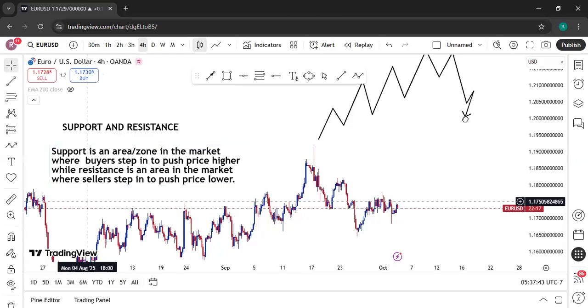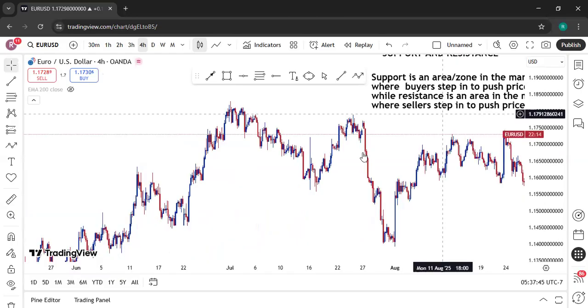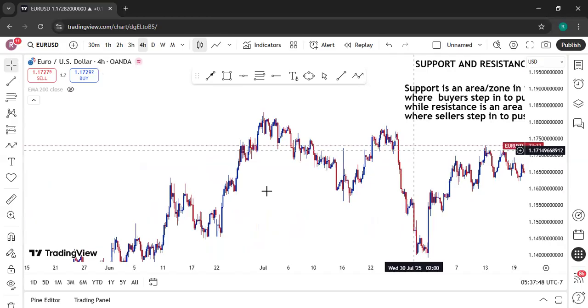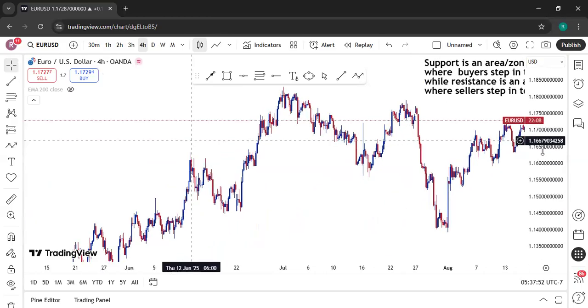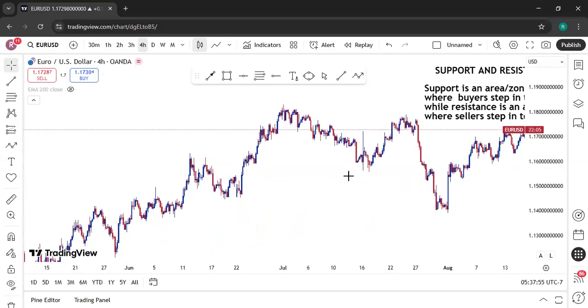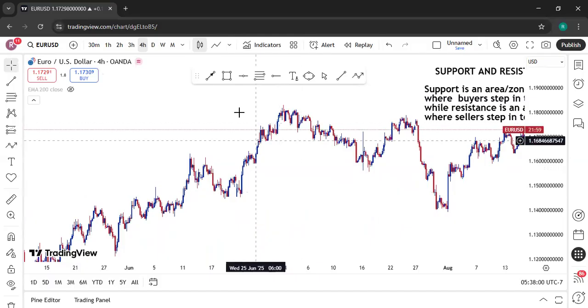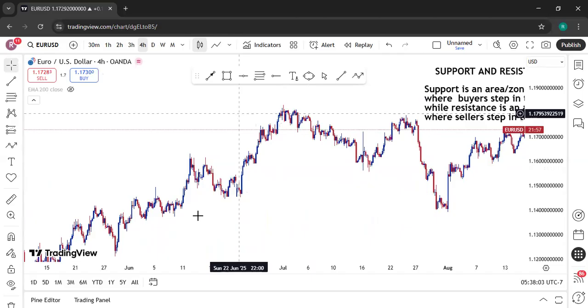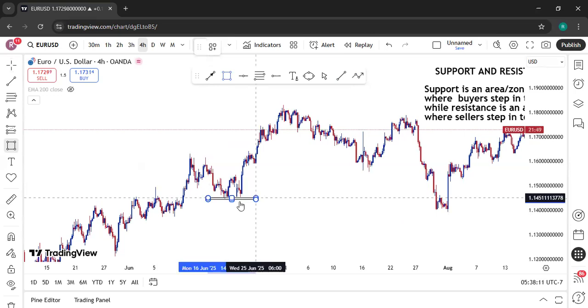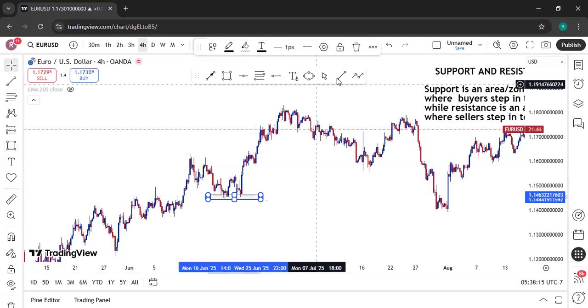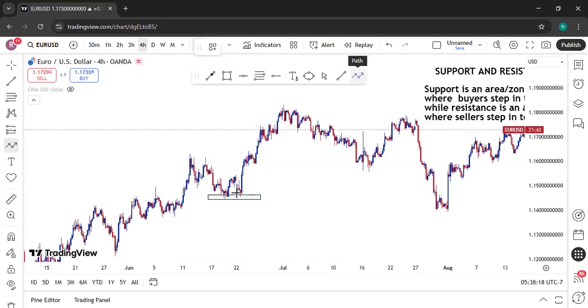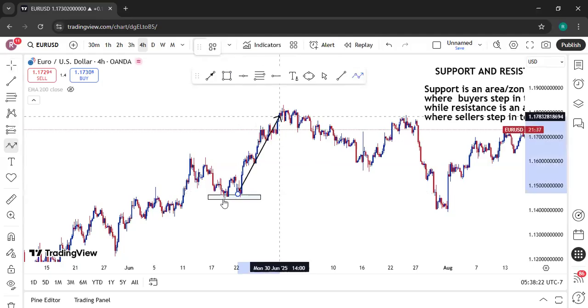Now let's take that one for instance and come on the chart. It says it's an area in the market where buyers step in to push price higher. It means that every time you come on your chart, you want to look out for areas where the price of that particular asset started to push to the upside. Where did this market start pushing from? Look at this particular area here, which I have just marked out. I can see that from this point, the price of this asset started pushing to the upside. Can you see it? So this point for me now is an area of support.